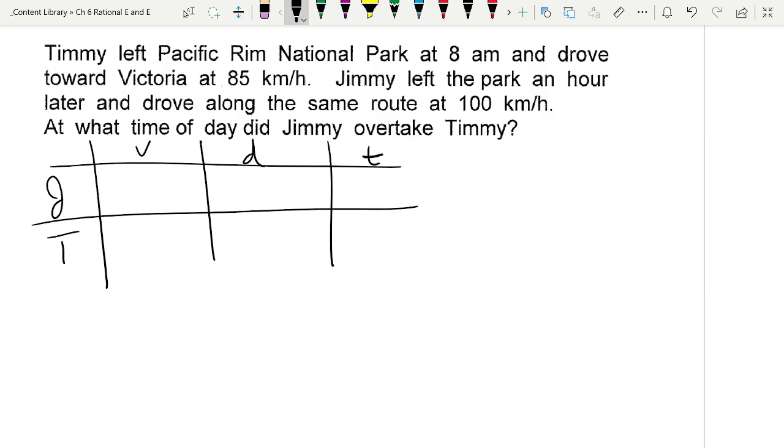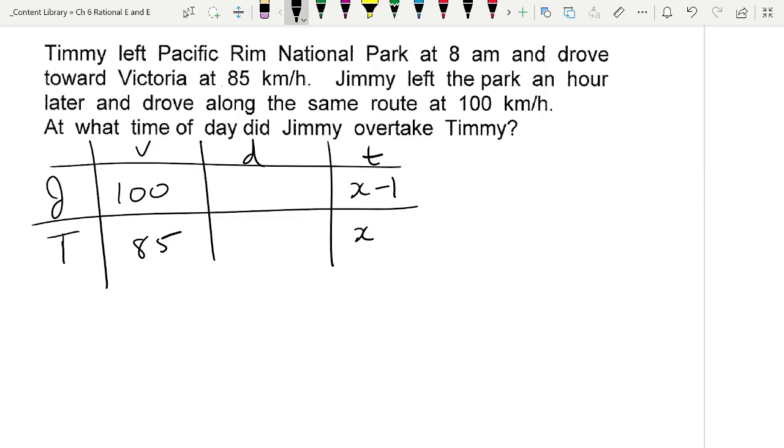All right, so we know the speeds. They give them to us. Jimmy's 100 kilometers an hour. Timmy's 85 kilometers an hour. Now, distance we actually don't know. But time, of course, is, okay, I think it says at what time of day, so what time. So I'll let time be the x here. But Timmy, I'll make x, and Jimmy is 1 hour less, so we'll take 1 away from Jimmy. Jimmy left the park the hour later, so he drives for 1 hour less than Timmy does.